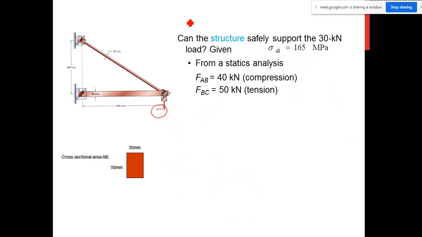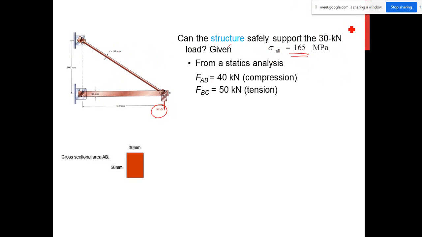Maksudnya adakah structure ni boleh support 30 kN ni tanpa fail. The allowable stress means the maximum stress that the member can support before failure occurs. I repeat again. Soalannya adalah, adakah member ni boleh support 30 kN, diberi stress maksimum yang boleh disupport oleh material ni ataupun structure ni adalah 165 megapascal.